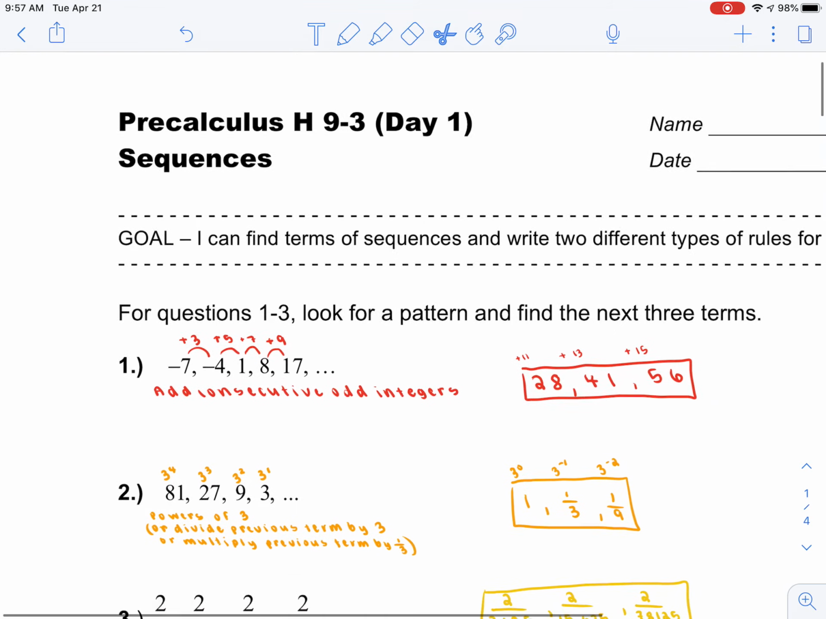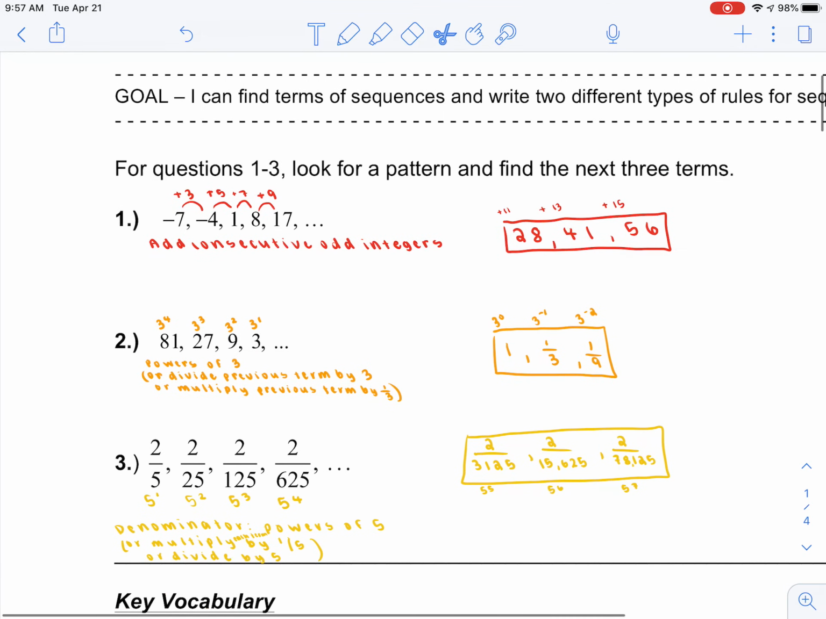Here are the answers for questions 1 through 3. For the first problem, you are adding consecutive odd integers, so check to see you have those 3 numbers. For the second problem, there's different ways you can word it, but I noticed it was powers of 3 that were decreasing. You could also say you were dividing the previous term by 3 or multiplying it by a third. Either way, though, you should have 1, 1/3, and 1/9 as the next 3 terms.